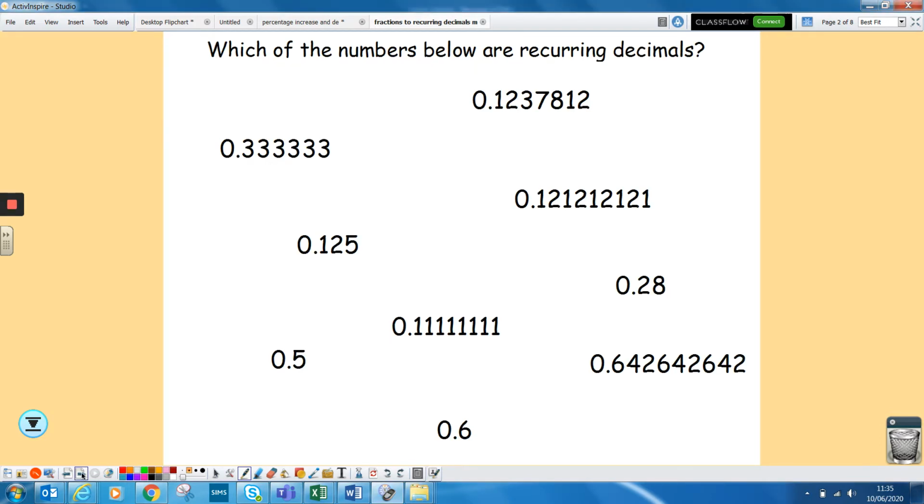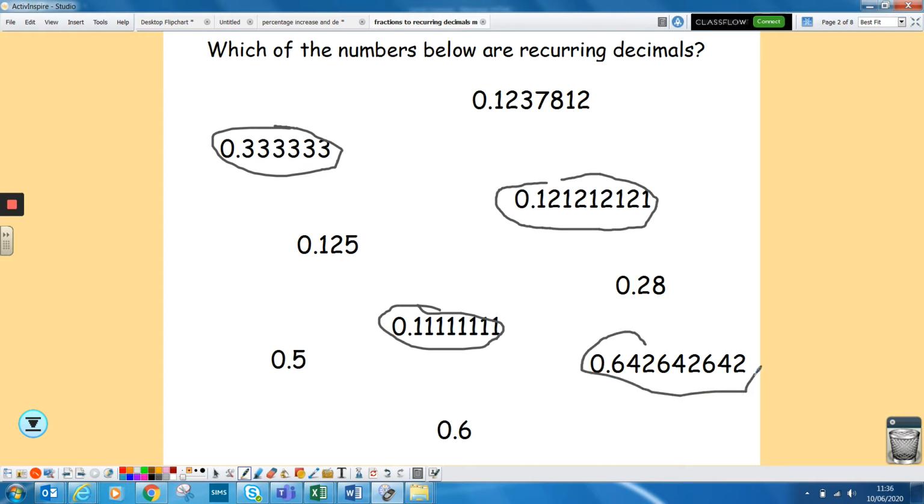So if we have a look at this first, which of the numbers are recurring decimals? Hopefully, you remember what recurring means. It means it keeps repeating. So that one there is a recurring decimal. This one here is recurring because it keeps going 1, 1, 1, 1, 1. This one here is also a recurring decimal because it just keeps repeating 1, 2, 1, 2, 1, 2, and we'll do that forever. And same down here because it repeats the pattern 0.642, and that just keeps repeating.